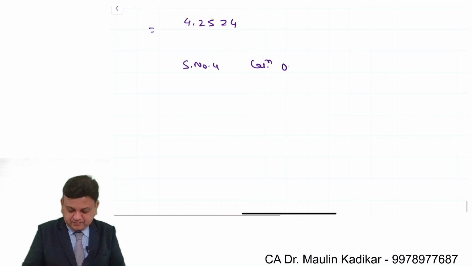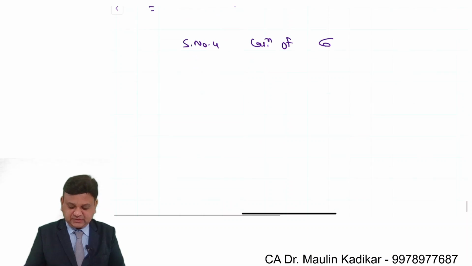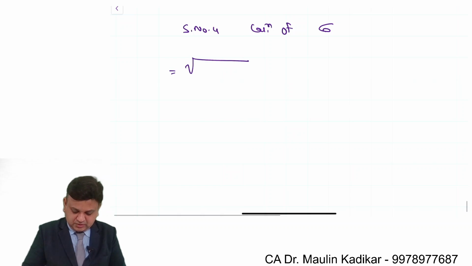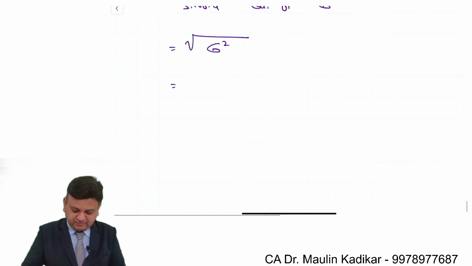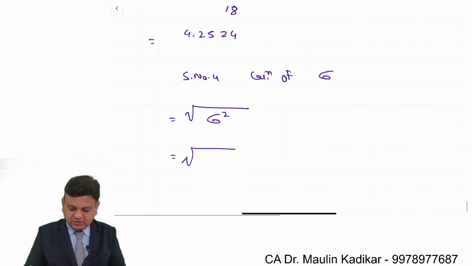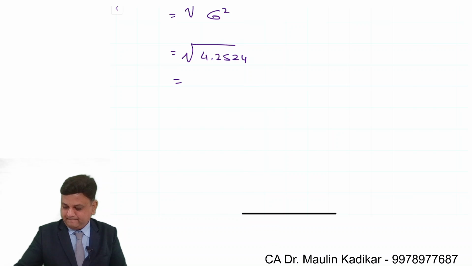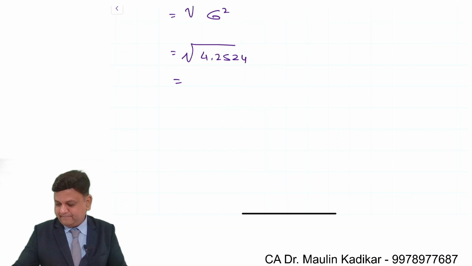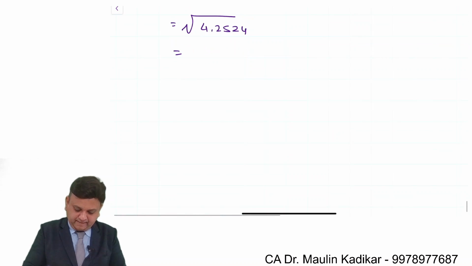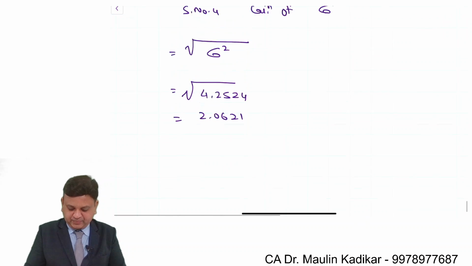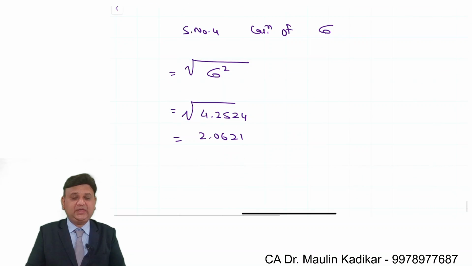Step number 4, calculation of standard deviation. It is under root of the variance. So it is under root of 4.2524. So 2.0621. This is the way we make the computation of the standard deviation.